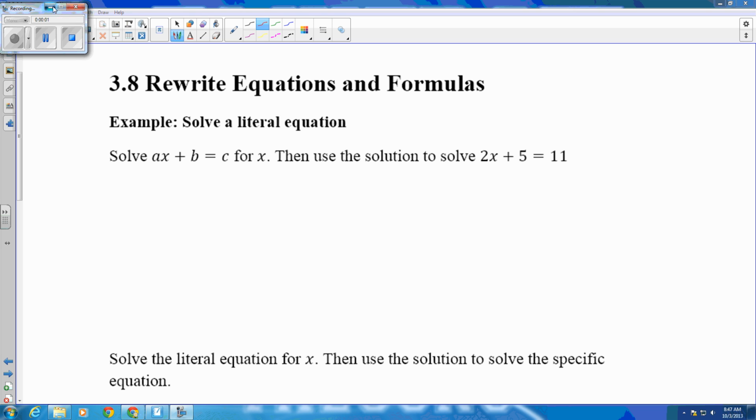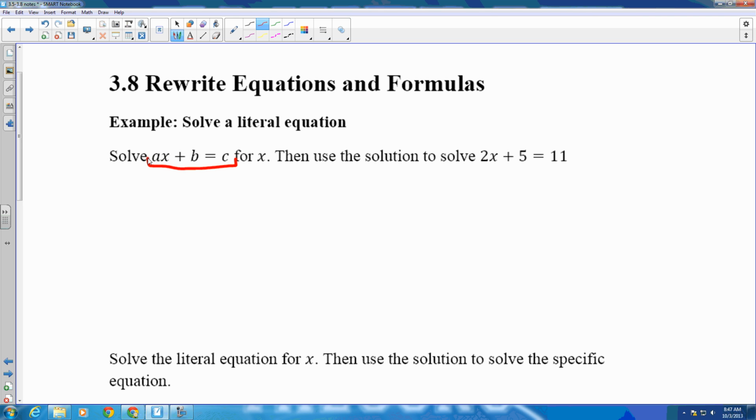Okay, we're going to do the last section of chapter 3, which is rewriting equations and formulas. First thing we're going to do is solve a literal equation, and that's when we have something set up with all just letters first. So the first one, we're solving ax plus b equals c for x, and then we're going to use that to solve 2x plus 5 equals 11 for x as well. So we need to solve it for x.